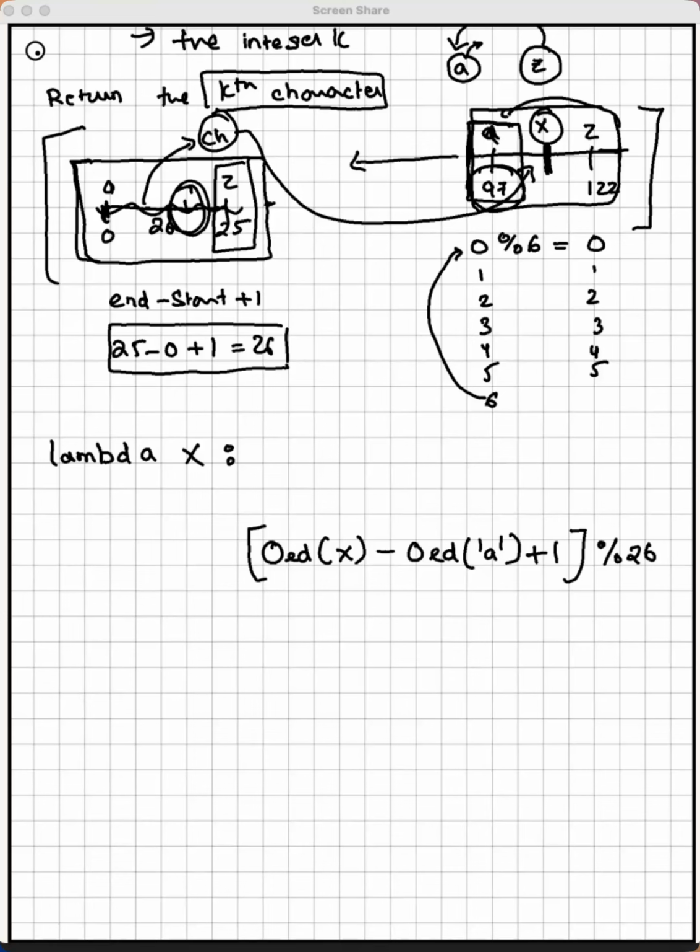So once I have done this computation and gotten that value, I can add ordinal A to it to get back the original character. Now, right now, this output returns a Unicode. I need to convert it to a character. So I have to pass it to chr in Python, and that is it. This is the function that does everything.